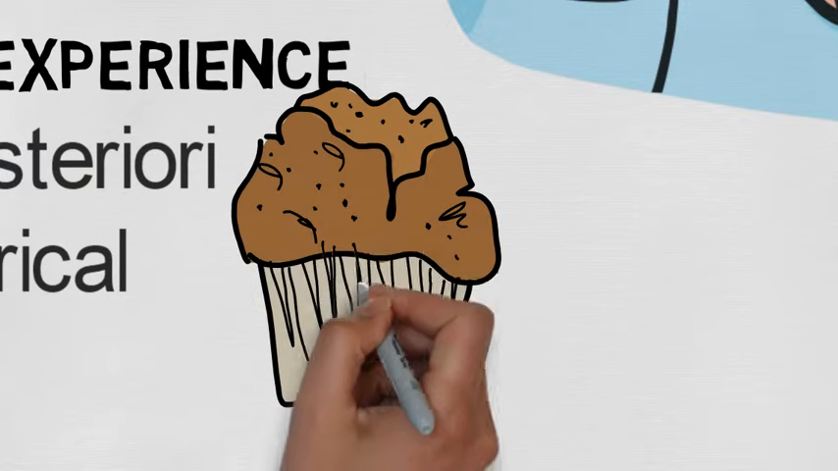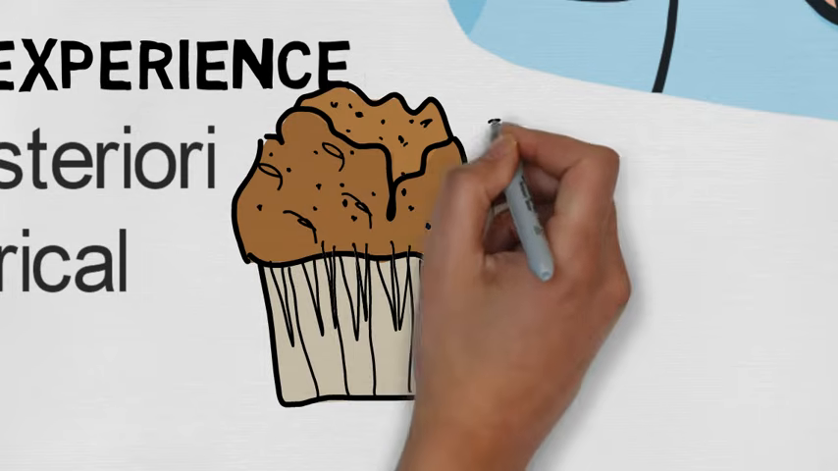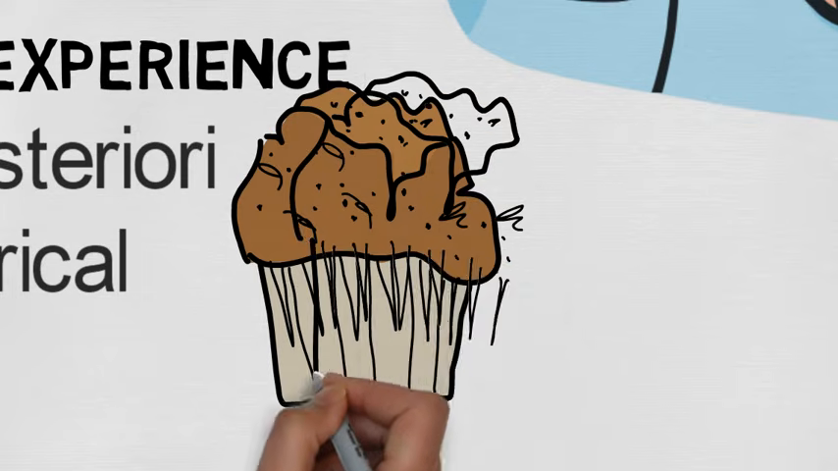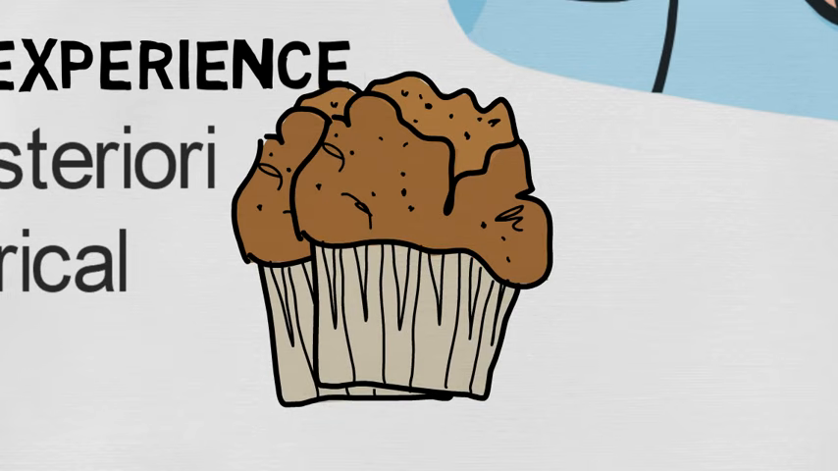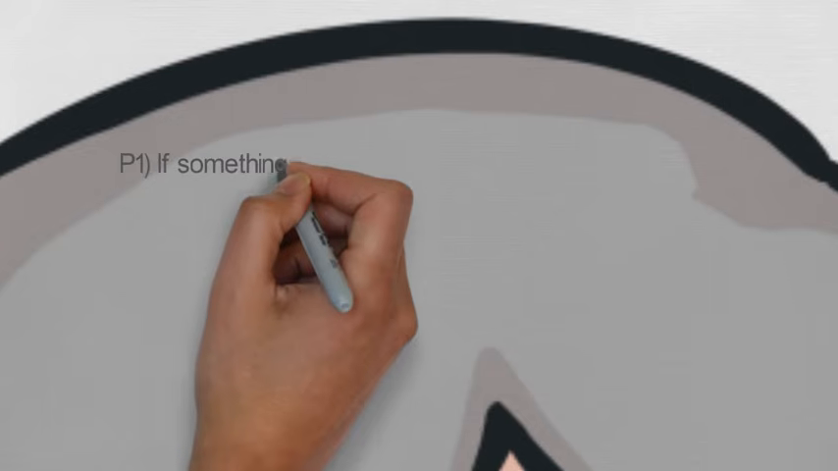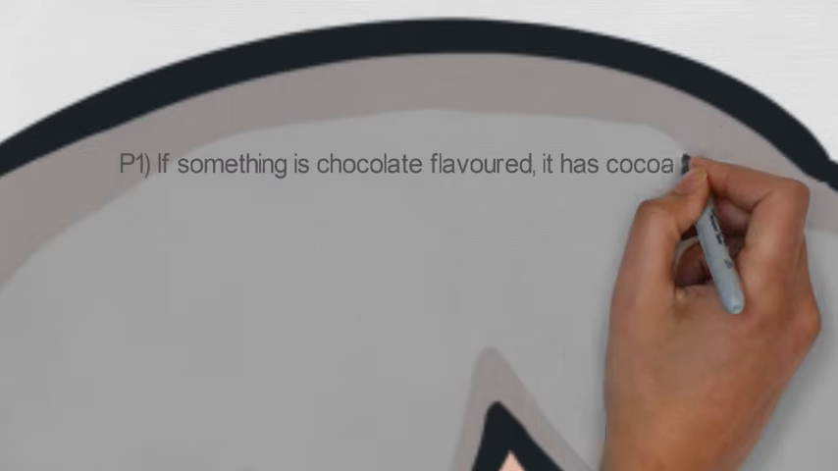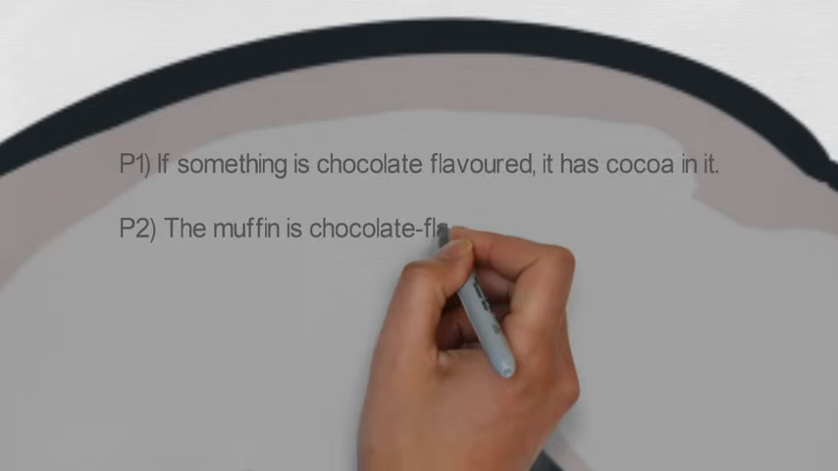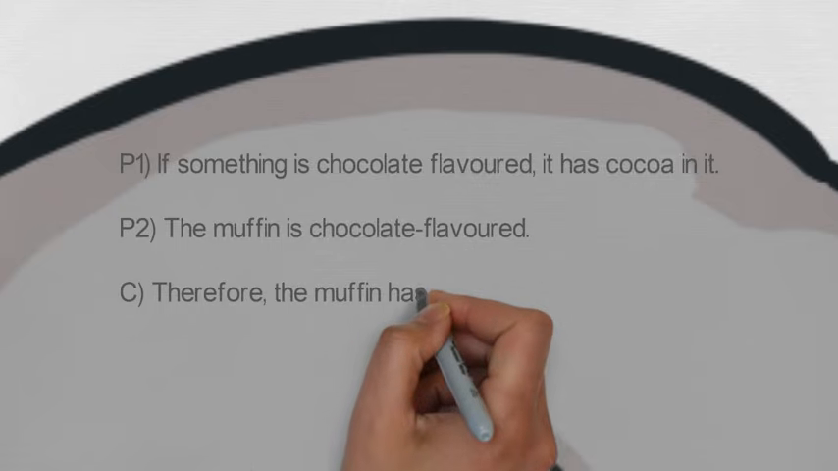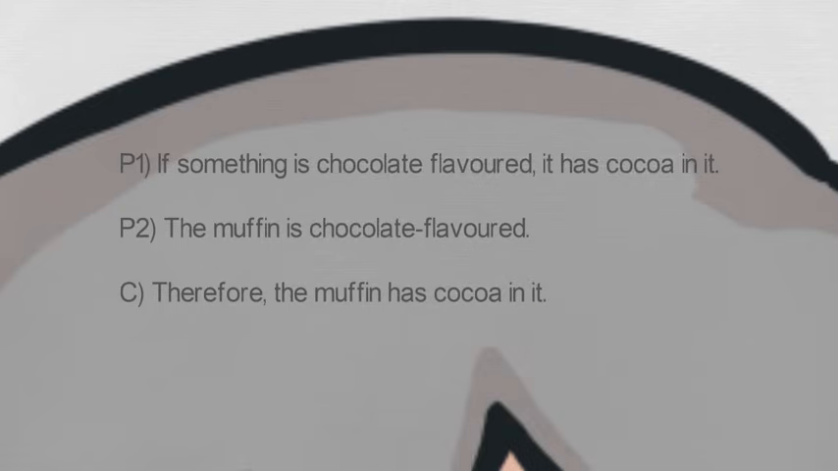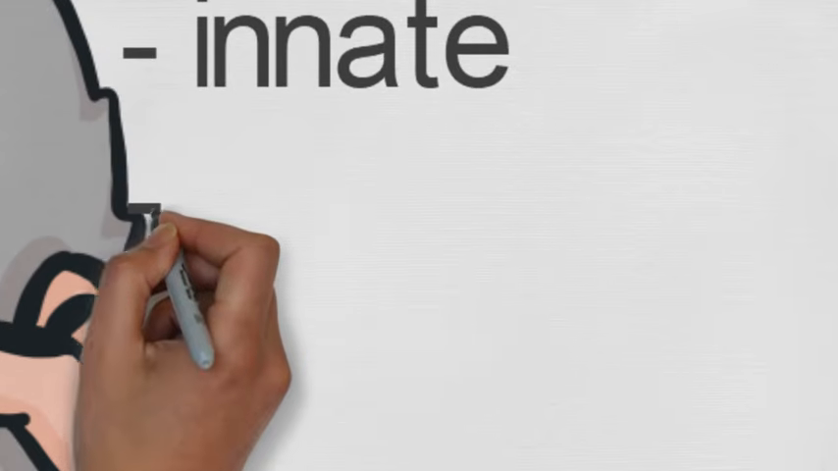So, for example, we could discover whether the claim the chocolate-flavoured muffin has cocoa in it is true without using our senses. We might start off with the first premise, a first claim, that if something is chocolate-flavoured, it has cocoa in it. Our second premise, or our second claim, would be the muffin is chocolate-flavoured. And our conclusion would follow logically from those 2 premises. So if something is chocolate-flavoured, it has cocoa in it. The muffin is chocolate-flavoured, therefore the conclusion is the muffin has cocoa in it. The premises are true by definition, and the conclusion follows logically from the premises.